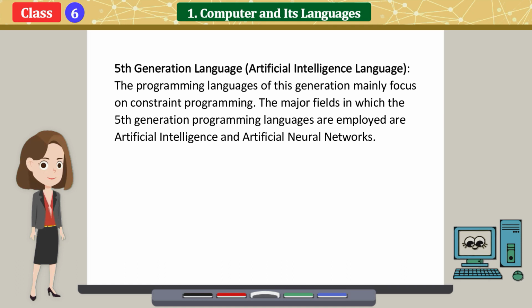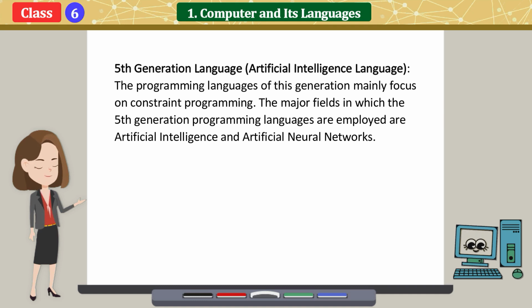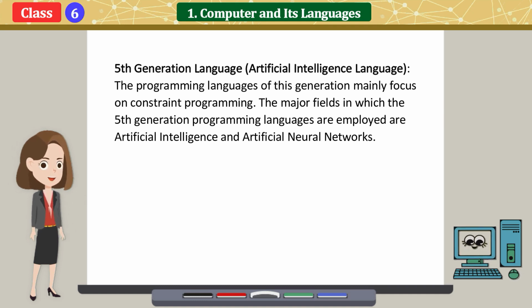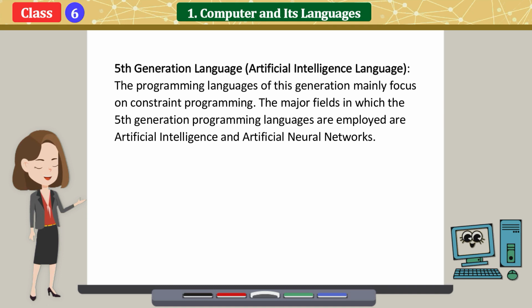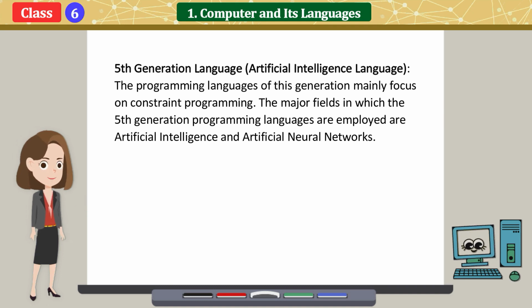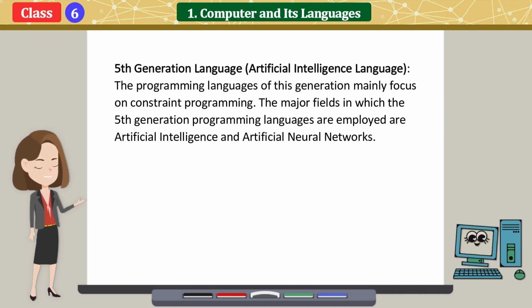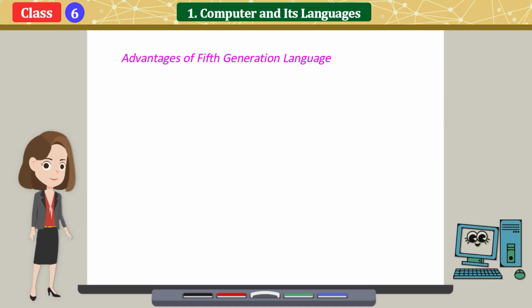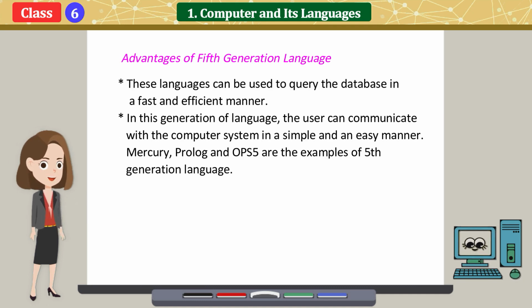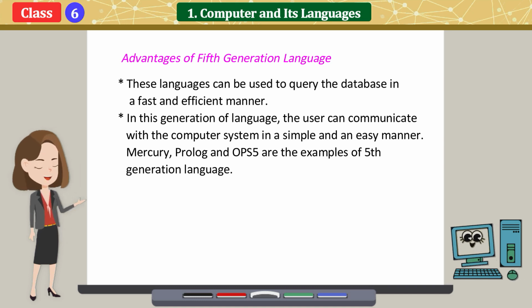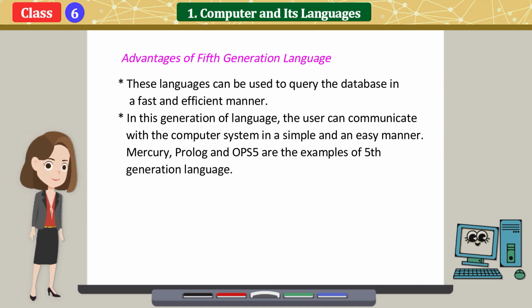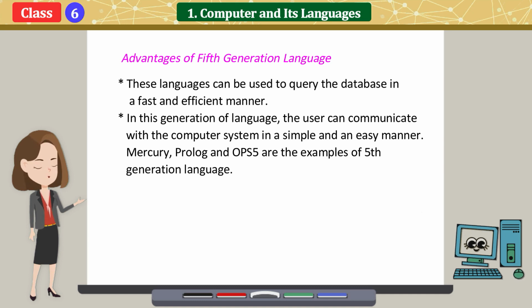Fifth generation language. The programming languages of this generation mainly focus on constraint programming. The major fields in which the fifth generation programming languages are employed are artificial intelligence and artificial neural networks. Advantages of fifth generation language. These languages can be used to query the database in a fast and efficient manner. In this generation of language, the user can communicate with the computer system in a simple and easy manner. Mercury, Prolog and OPS5 are the examples of fifth generation language.